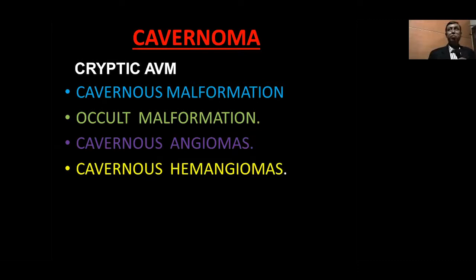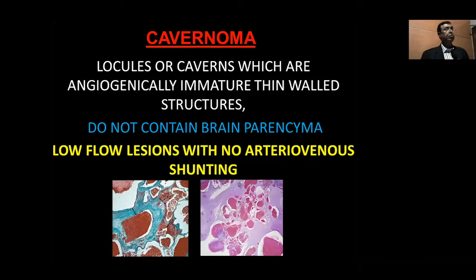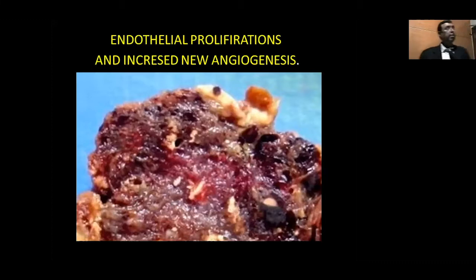So what is cavernoma? Why did we choose to call it cavern? Caverns are angiographically immature, thin-walled structures. They do not contain brain parenchyma, and they are low-flow lesions. There are multiple spaces of multiple sizes filled with blood. But they have the ability of endothelial proliferation and increased angiogenesis, and that's why the vessels are fragile and can bleed.